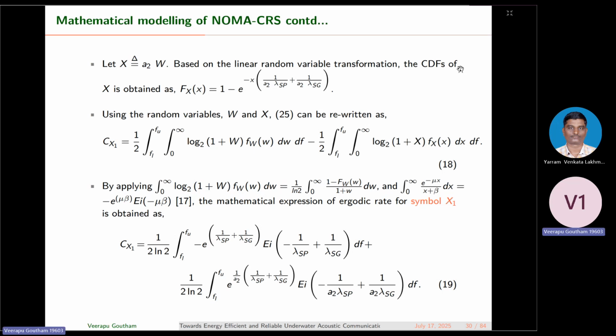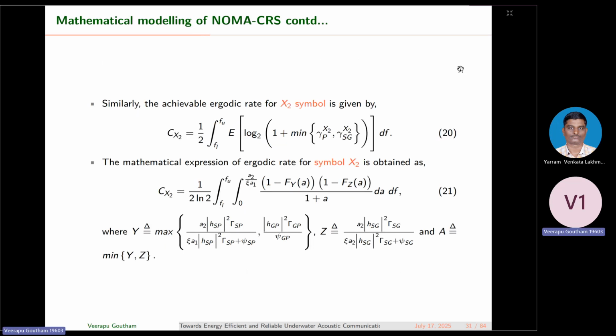Here, why are we using integration? When you take terrestrial communications, the capacity is nothing but bandwidth into log 2 of 1 plus SNR. But here it is an integration. Why are we getting integration? Here the transmission losses are mainly dependent on the frequency. We cannot consider the same transmission losses over the whole bandwidth. Due to that, we are getting the integrations. Okay, this is the way to find out the analytical expression for C_X1.